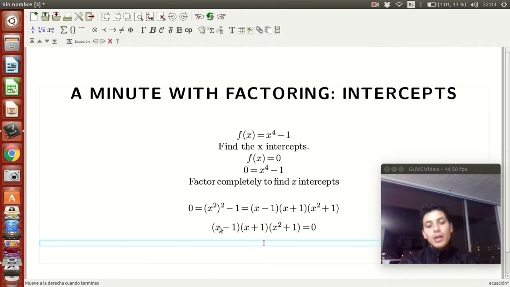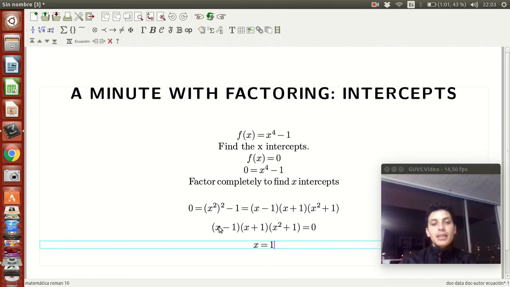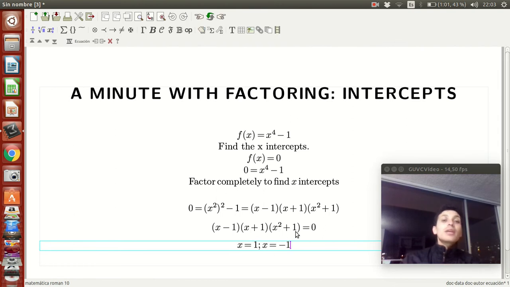So x minus 1 equals 0 means that x equals 1. x plus 1 equals 0, so x equals negative 1. And x squared plus 1 equals 0 is not going to give a real solution. We don't have a real solution for this factor. So it means that we have two real solutions and two solutions that aren't real. We have 4 solutions of the equation, but we just want the real solutions.